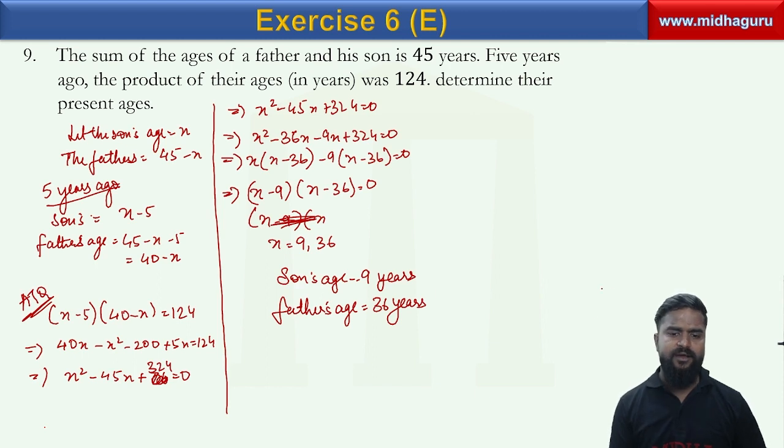years. If you want to check, 5 years ago, the son's age would have been 4 and the father's age would have been 31. So 31 into 4 would have given us 124. So now let's move on to the next question.